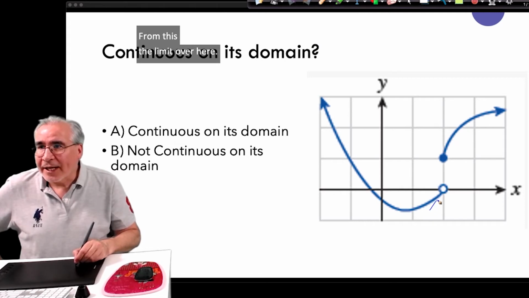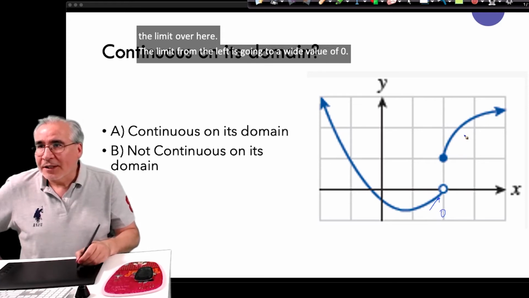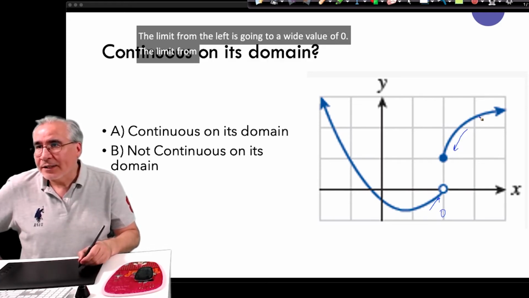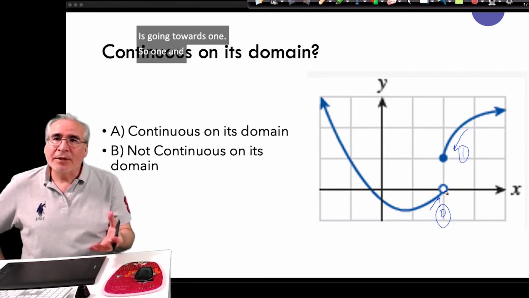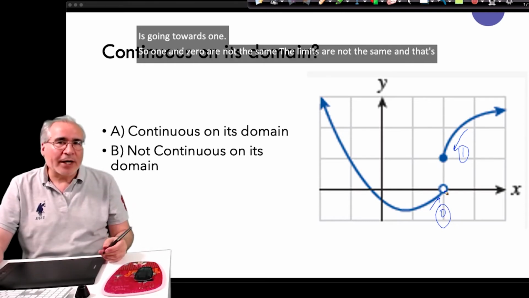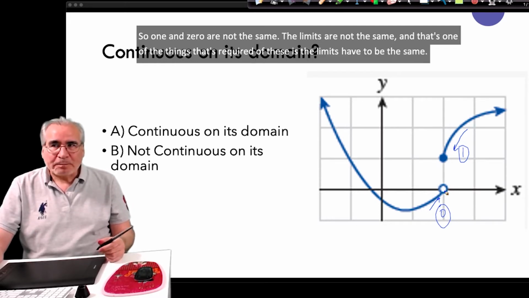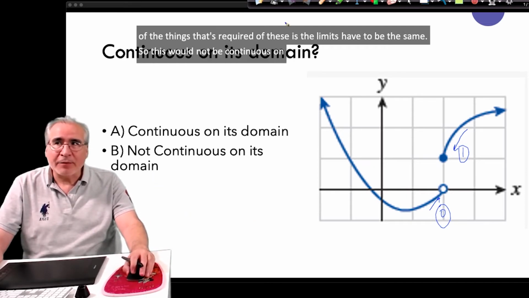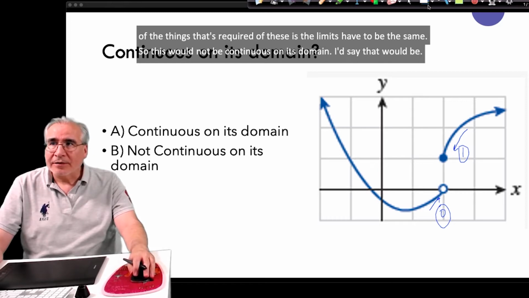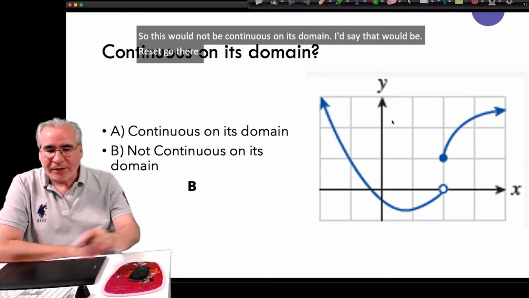the limit from the left is going to a y value of 0. The limit from the right is going towards 1. So 1 and 0 are not the same. The limits are not the same. And that's one of the things that's required of these, is the limits have to be the same. Okay. So this would not be continuous on its domain. I'd say that would be B. Erase that, go there. B. B is the correct answer.